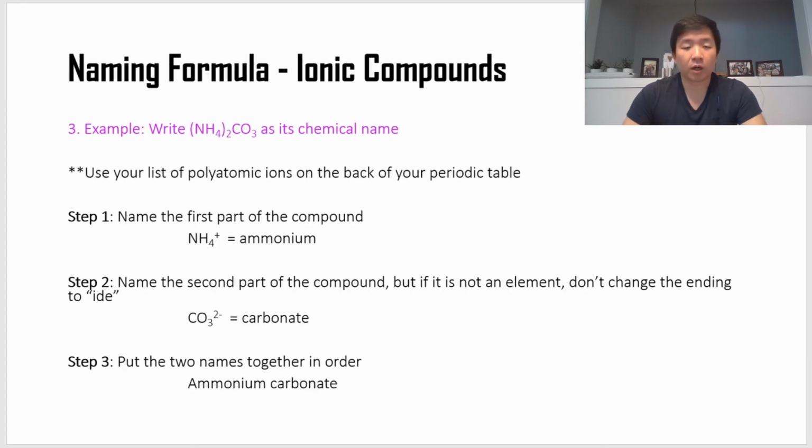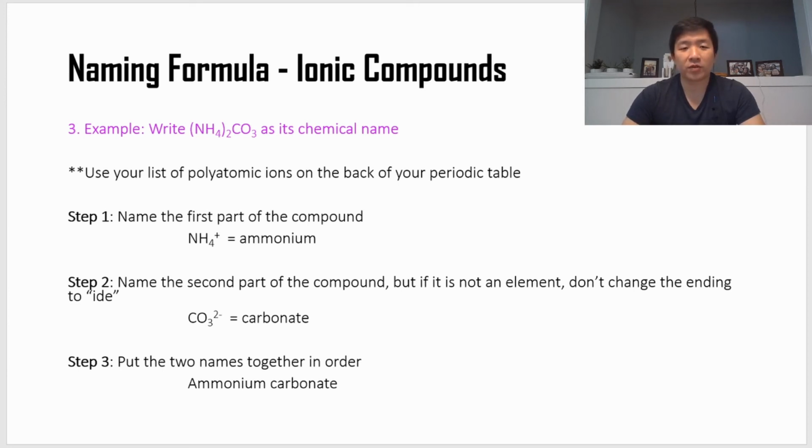Okay, so once again, it gets a little bit more complicated if we have polyatomic ions. When you look at it, you'll notice that there are a lot of elements. There's more than 2 elements, and if you have more than 2 elements, that's a really good hint that you're dealing with a polyatomic ion. NH4, look at the back of the periodic table, it is ammonium.